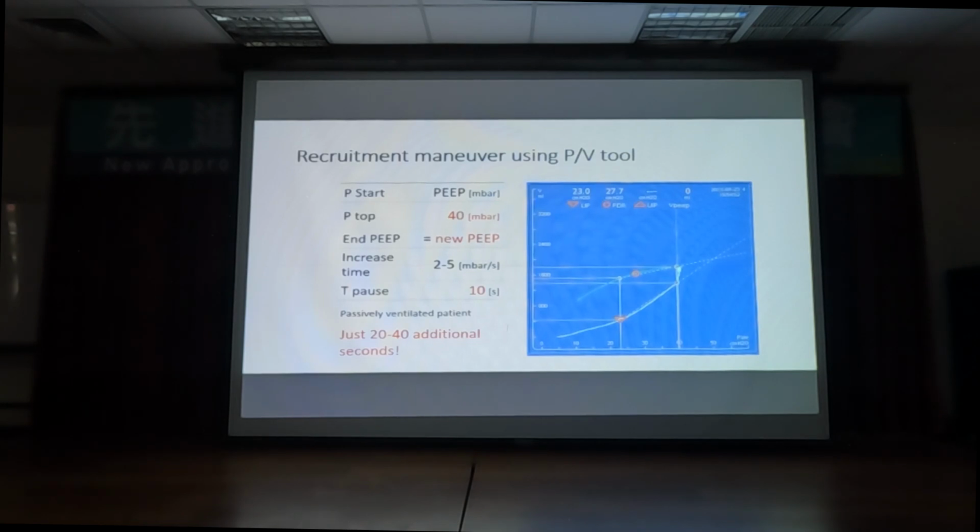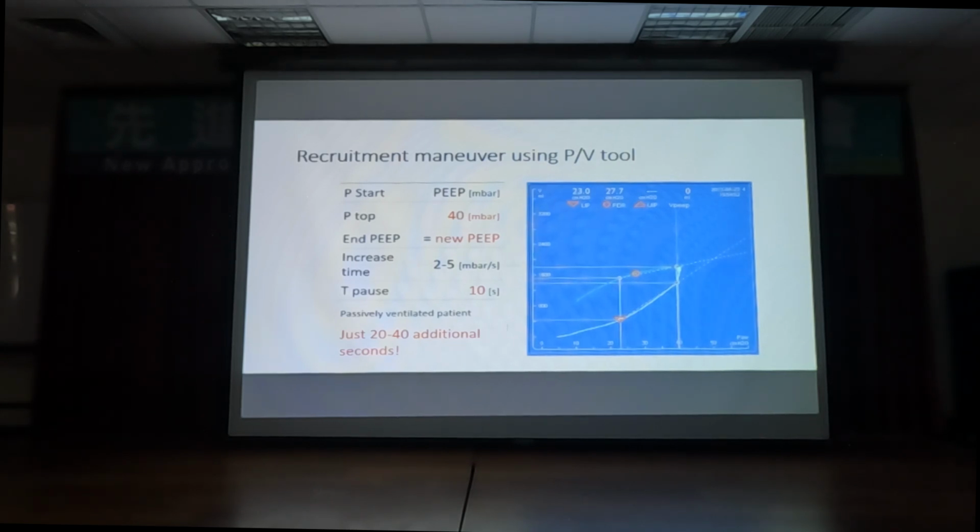Very simply, I use the same maneuver, just adapted to be a lung recruitment maneuver. Now I need 3 more things. I need a top pressure at which I'm going to recruit. Now I no longer need to go from 0. I don't need the lung fully empty. I know I'm going to recruit, so I can start from my PEEP. What I need now is the new PEEP.